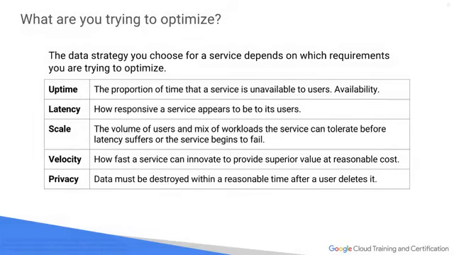So when you look at what you're trying to optimize, you want to be able to choose a specific service that depends on which requirements that you want to focus on. So are you focusing on uptime? And uptime is essentially, how often is it going to be available and accessible to the user? They want to make sure that if they access their data, then it's going to be immediately available. Otherwise, it's very quickly going to be available after a retry.